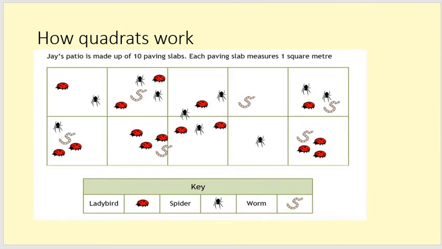Here's a practice. Now this is a patio, and actually a patio almost works like quadrats because each square on the patio is like an individual quadrat. You've got a key down here, you've got ladybirds, spiders, worms, fairly self-explanatory. But if you look at it, you can see depending which quadrat you sample, you get a different idea of what is living in the garden. If you took this quadrat, you think there's one ladybird, one spider in this area. You took this quadrat, you think there's just worms.